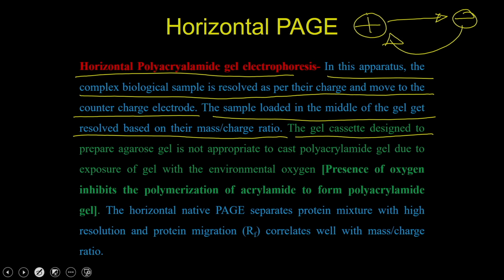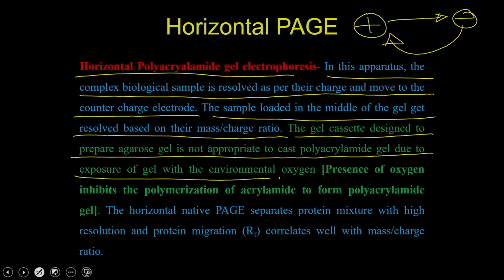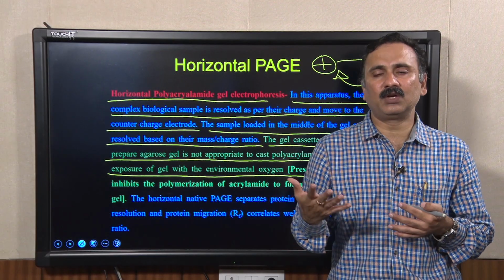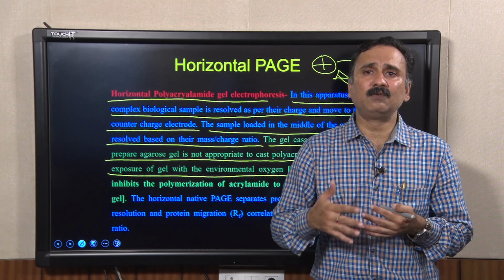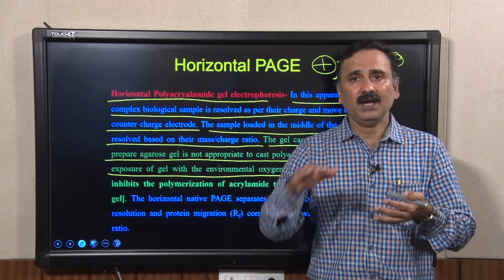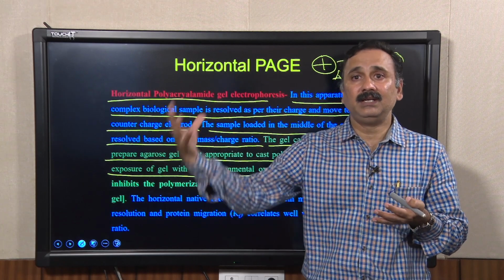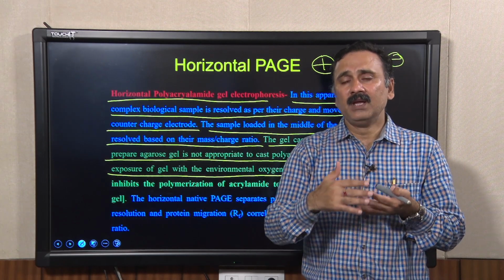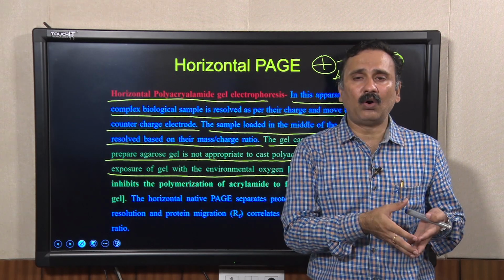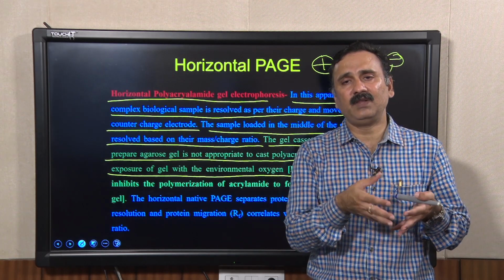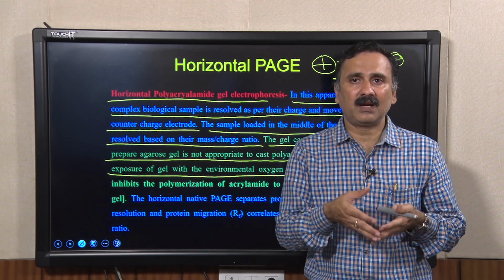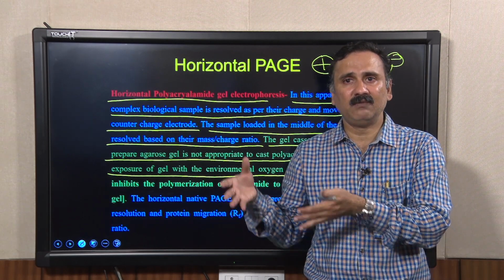The gel cassette designed to prepare agarose gel is not appropriate to cast the polyacrylamide gel due to the exposure of the gel to environmental oxygen. The gel cassette we use for agarose gel electrophoresis is not good enough to cast polyacrylamide gels, because it is open from the top. So it will get direct entry of oxygen, and you know that oxygen is an inhibitor of acrylamide polymerization. If oxygen is present, the polyacrylamide is not going to polymerize to give you the PAGE.